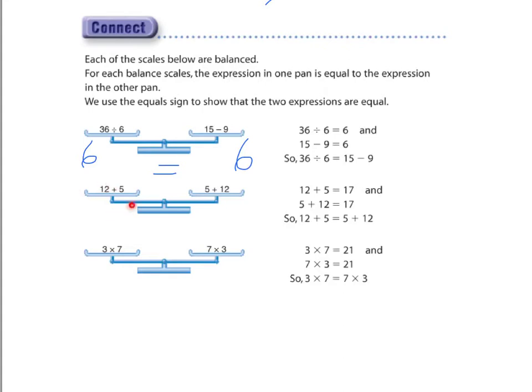Here we have 12 plus 5 and 5 plus 12. Commutative property, we already know that it doesn't matter what order they are in, so it will be equal. 17 for 12 plus 5 and 5 plus 12, 17. So they are equal. Here we have 3 times 7 and 7 times 3. And again, commutative property applies to multiplication. So we know that 3 times 7 is 21 and 7 times 3 is 21. So both sides are equal. These would all be equal equations, both sides having the same value.